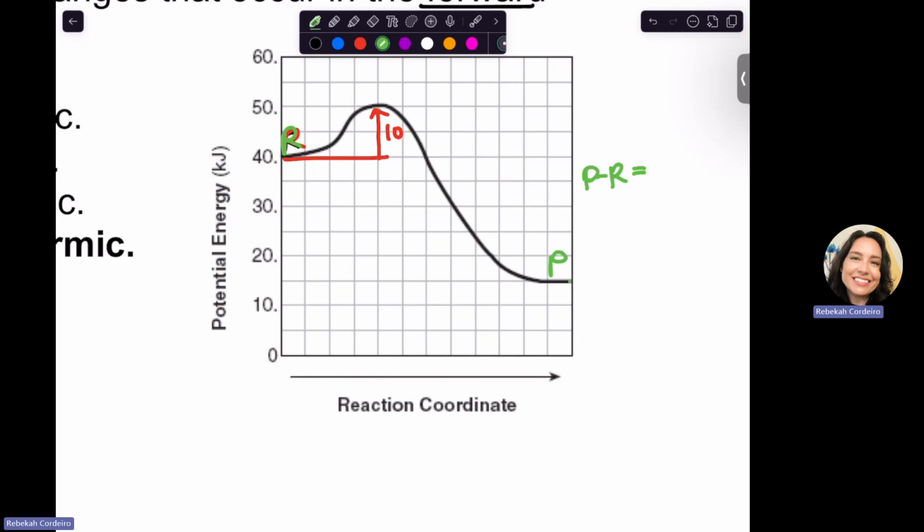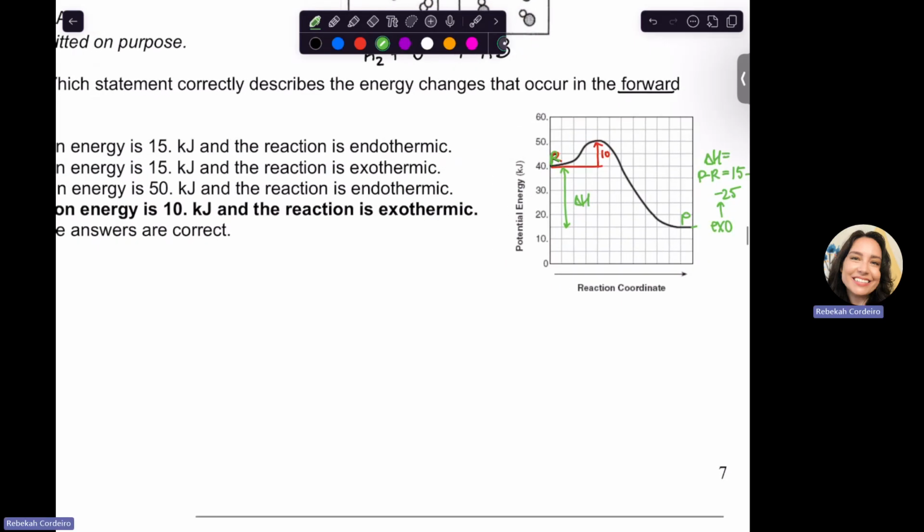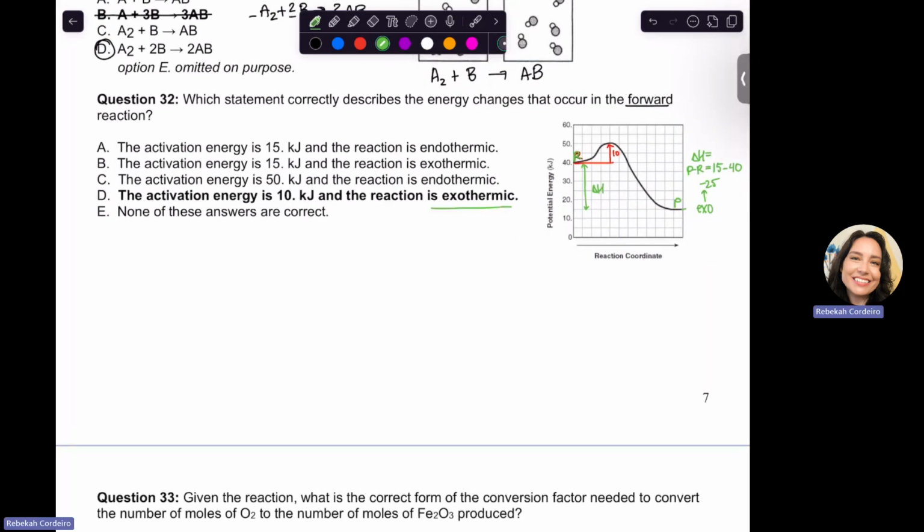And then endothermic versus exothermic is products minus reactants. So our products are at 15 minus reactants at 40. We can already tell this is going to be a negative number. If you want to do the math, you get negative 25. But because it's a negative number, that means it's exothermic. That's your delta H. So we're looking at exothermic and 10 kilojoules.